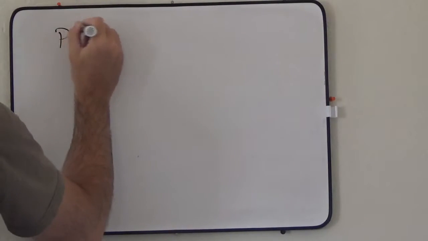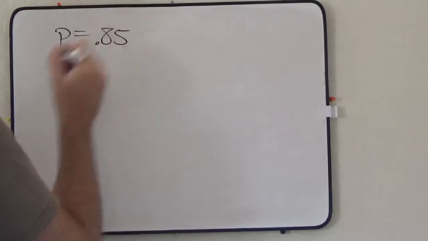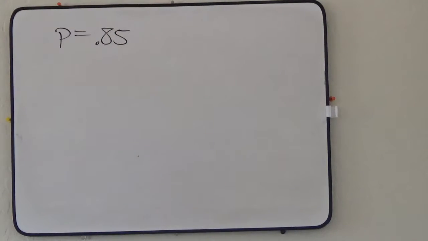Now, a randomly selected adult has a probability of 0.85 of knowing what Twitter is.